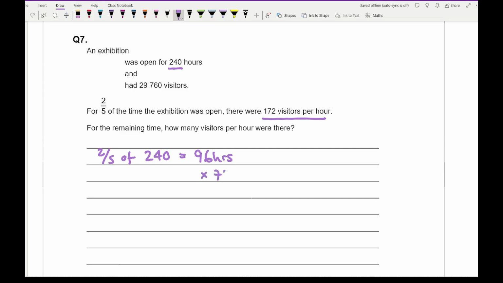Now from that 96 hours I know that there was a rate of 172 per hour, so if I then multiply that by 96 I get an answer of 16,512 visitors during that time.